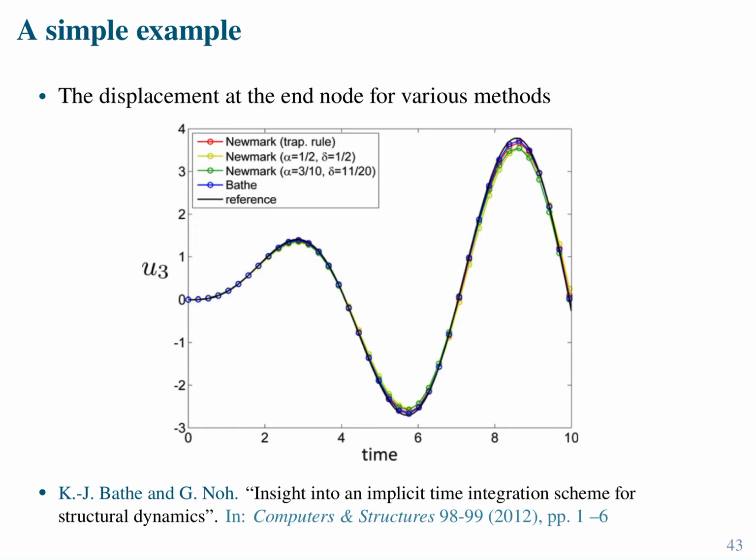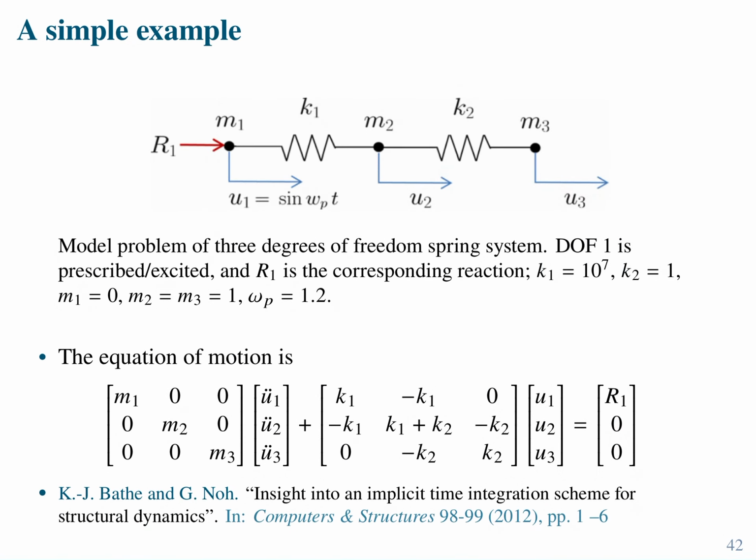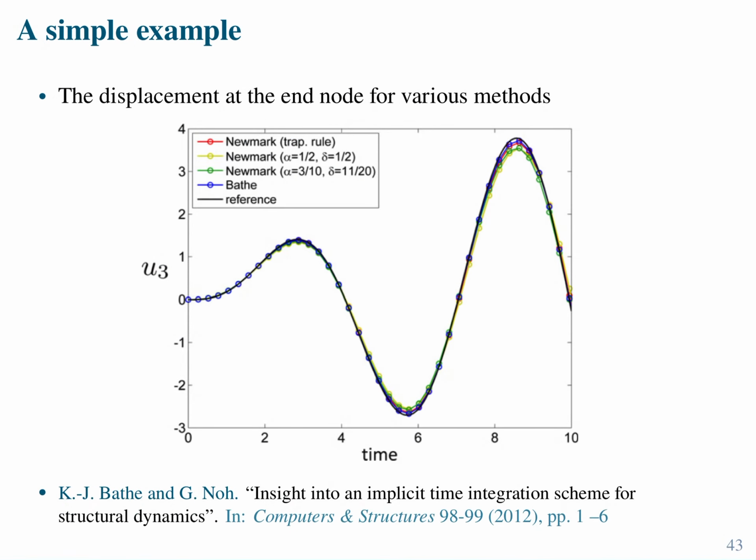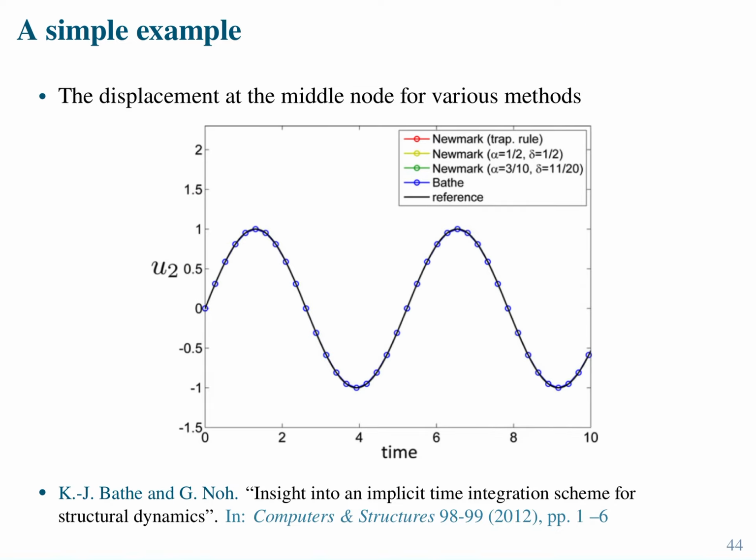It's a nice idea. So he looks at the displacement at the end node for various methods, and you have a reference solution for this problem. And so you have Bate's approach, of course, for the displacement at the last node. Remember, I'm looking at this node here. For the displacement there, everything seems okay. And then for the middle node, everything seems to be okay.